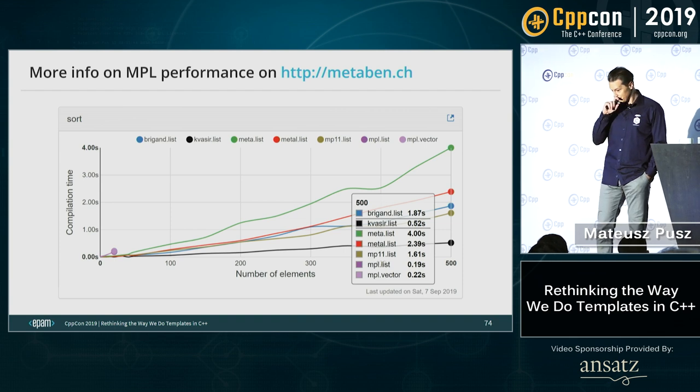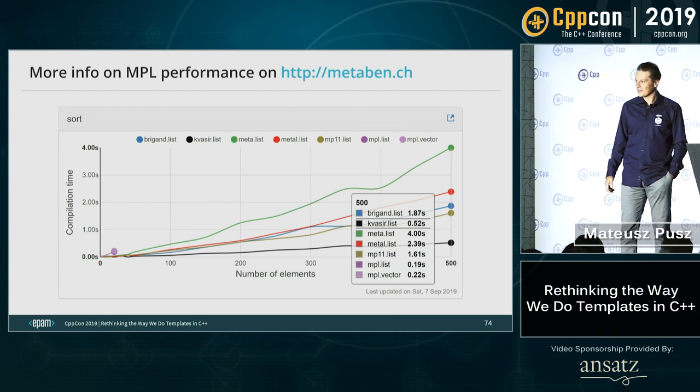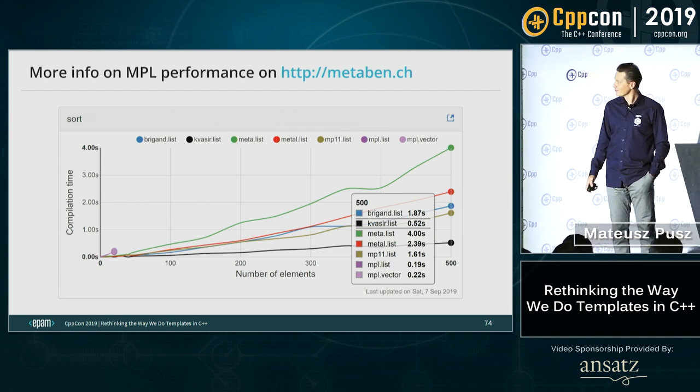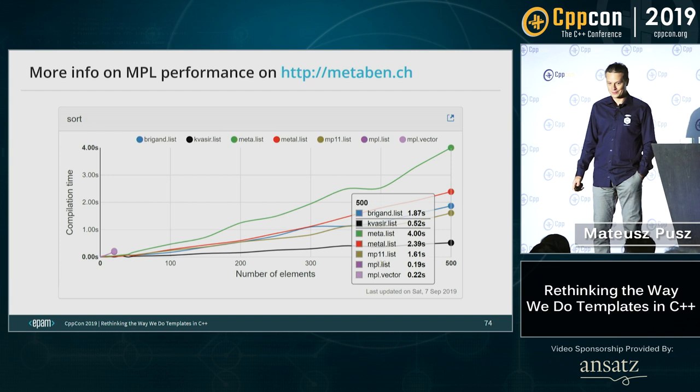If you want to know more about the performance and how to implement fast metaprogramming libraries, you can go to the MetaBench website, see the graphs for different algorithms like sort, find the list of the libraries being tested, find that Kvasir in most cases is the fastest one. And even though those numbers are smaller here, they are like this only because the graph ends here, because otherwise the code will not compile for MPL or will take a lot of time to compile. So being faster than MPL right now is not an issue.